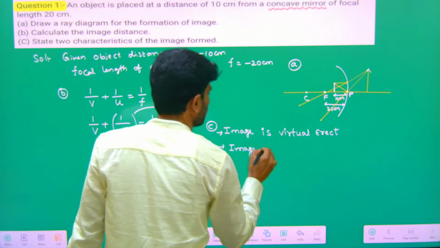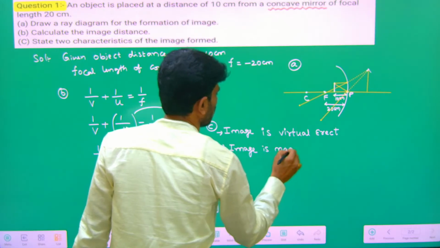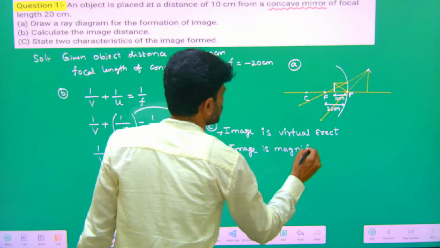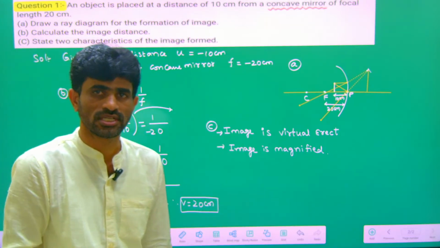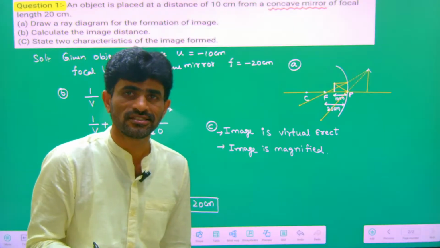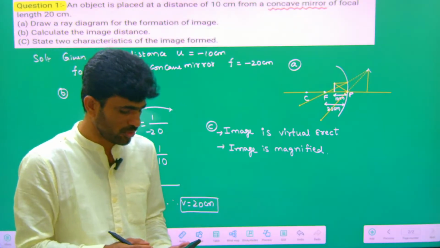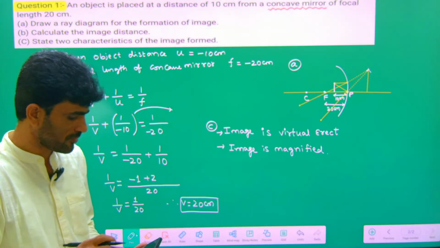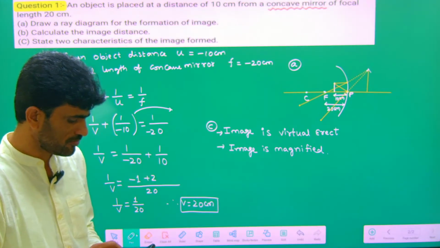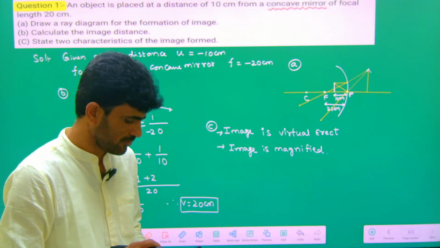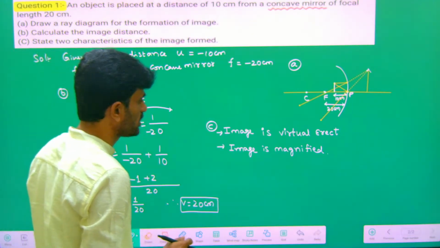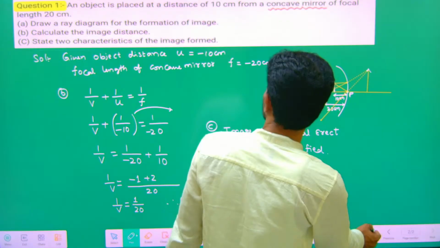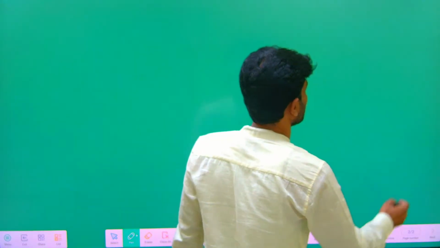So these are the characteristics. Long answer type or 3 marks questions will be given like this. You should analyze the question completely and then try to give the answer. You'll get full marks. Hope you understood this. Now let's see the next question. Another question.